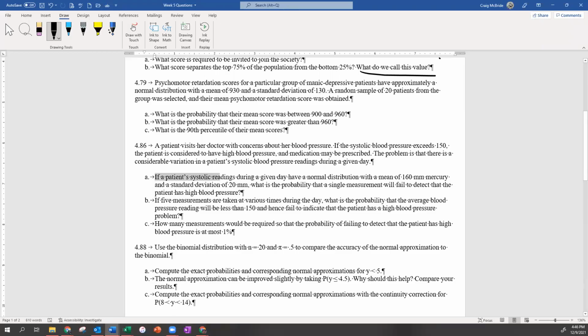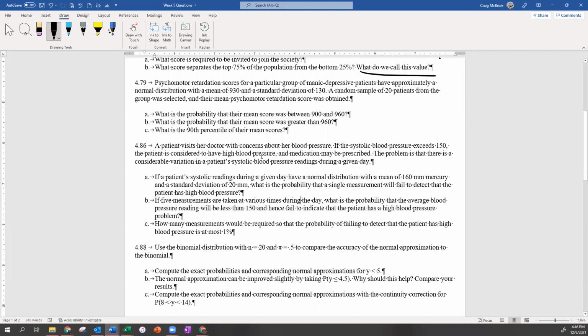This one's pretty straightforward. Just again, the wording of the questions can be a little tricky, right? They say, if a patient's systolic readings during a given day have a normal distribution with a mean of 160 and a standard deviation of 20. Okay, so that's easy. We've now defined what our normal curve is. We have a mean, we have a standard deviation. What's the probability that one single measurement will fail to detect that the patient has high blood pressure?